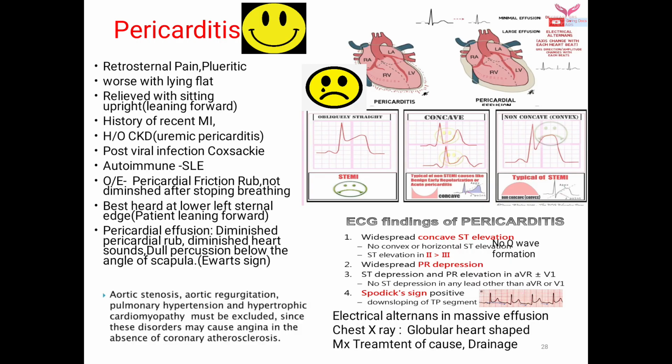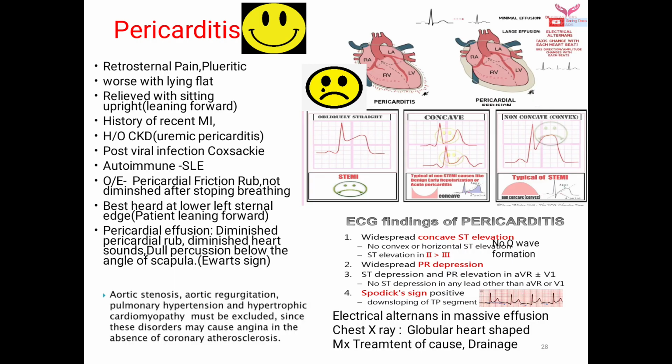Pericardial effusion will have diminished pericardial rub, diminished heart sound, dull percussion below the angle of the scapula, that is Ewart sign. Patients of aortic stenosis, aortic regurgitation, pulmonary hypertension, hypertrophic cardiomyopathy must be excluded in this case, since these disorders may cause angina in the absence of coronary atherosclerosis.